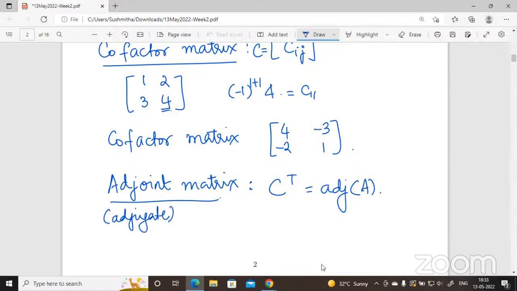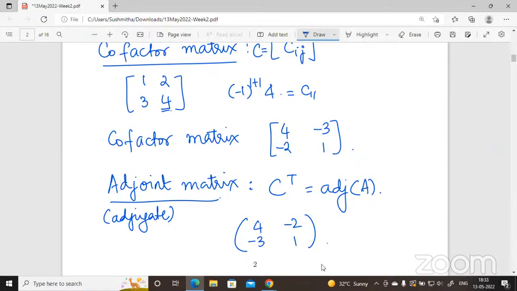You just take the transpose of the cofactor matrix, you get the adjoint. So here the adjoint is 4, minus 3, minus 2, 1. Ma'am, can you just repeat what you said for the cofactor matrix for 2 cross 2? You just interchange the diagonal entries. For the diagonal positions, you just interchange their positions. For the off diagonal entries, you interchange their position and change the sign as well.